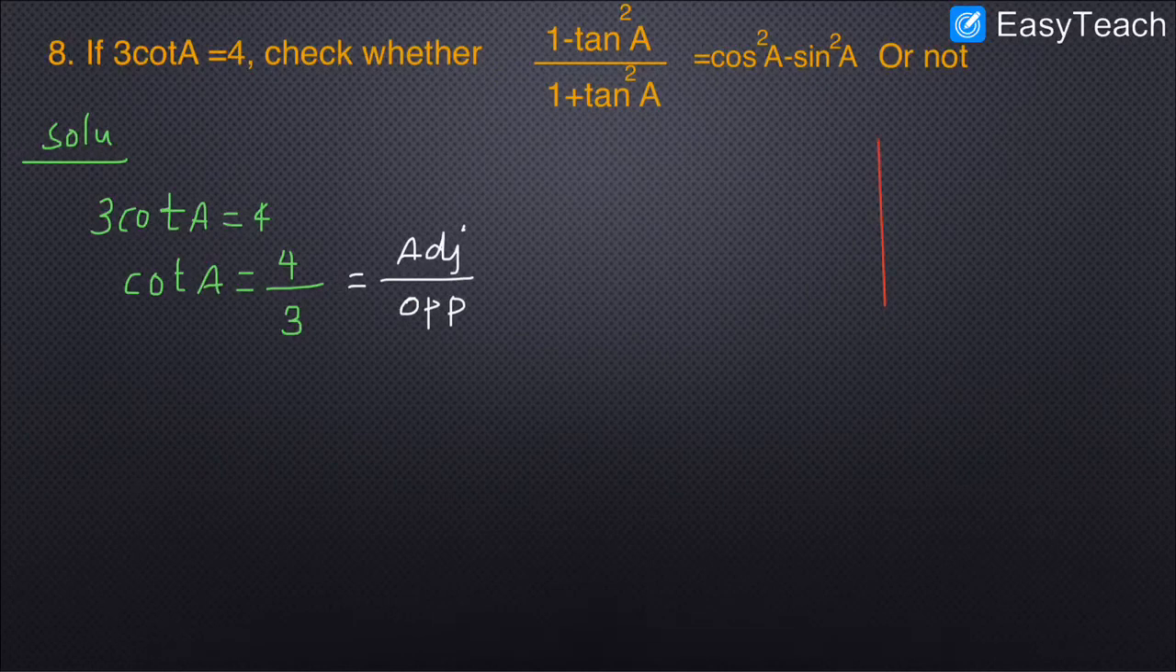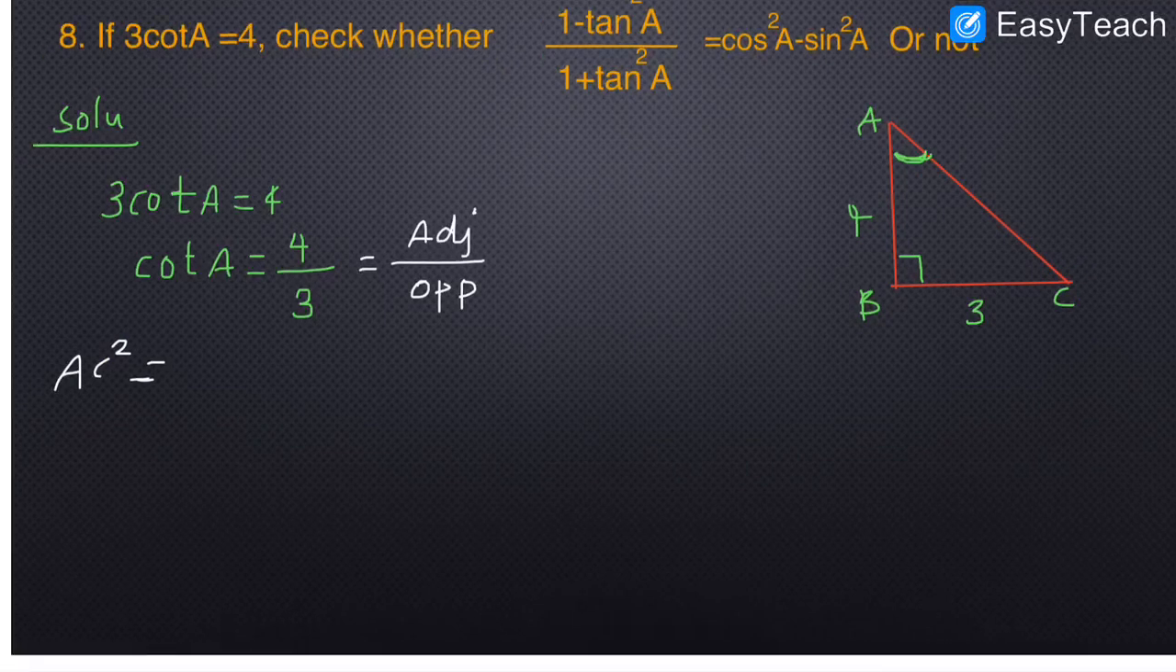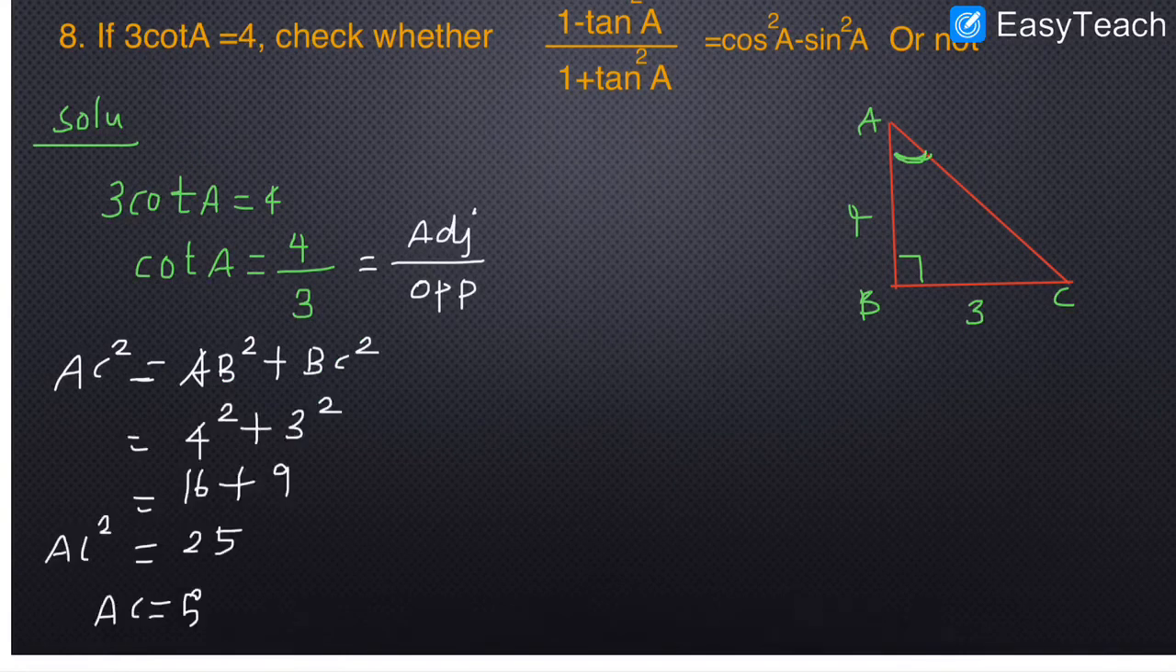So let me draw one triangle. Let us name it ABC. This must be 90 degrees, and for cot A, this is the angle A. So the adjacent side is 4 here and the opposite side, this is BC, is 3. To find AC, what will you do? Using the Pythagoras theorem, AC square equals AB square plus BC square. So we got 5 for AC after substituting the values.